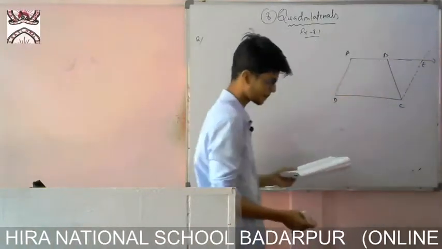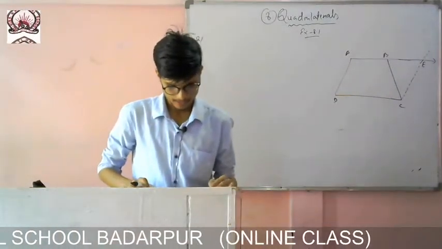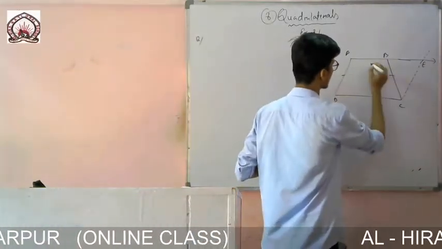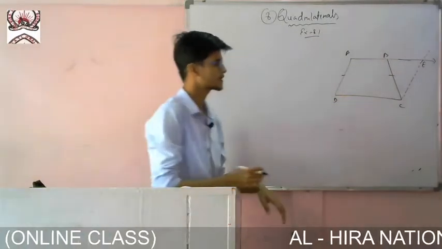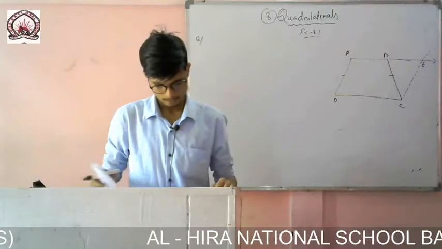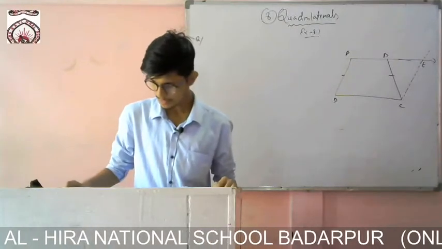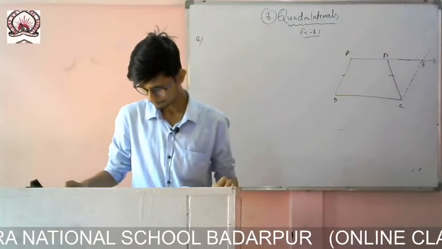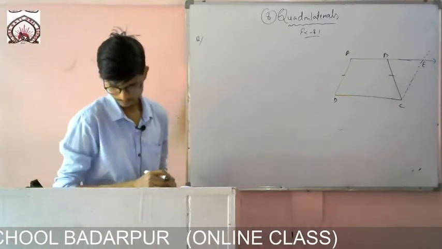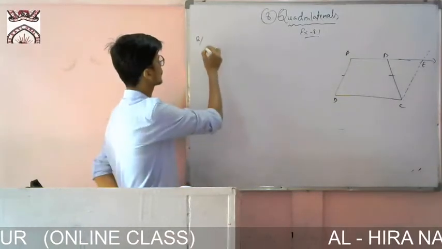So this is the figure. ABCD is a trapezium in which AB is parallel to CD and AD is equal to BC. It is given in the question, and these two lines are parallel. The length of AB is equal to the length of BD. You have to show that angle A is equal to angle B. So first, Roman number 1.